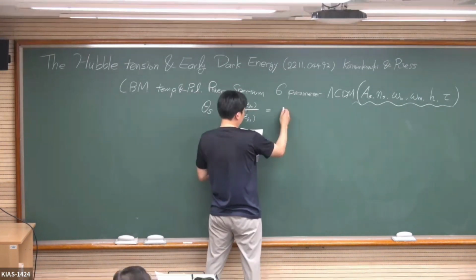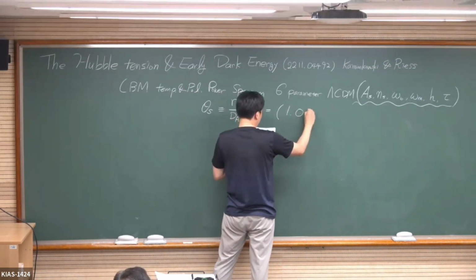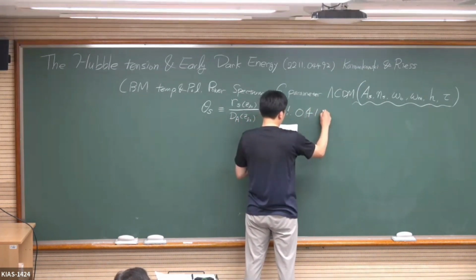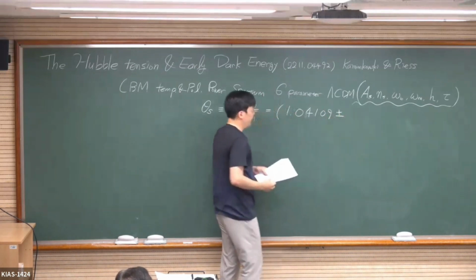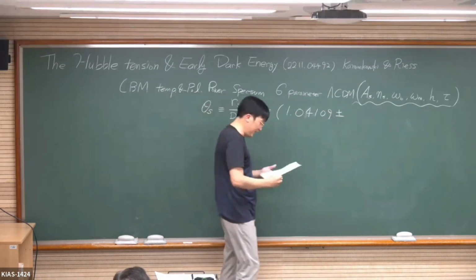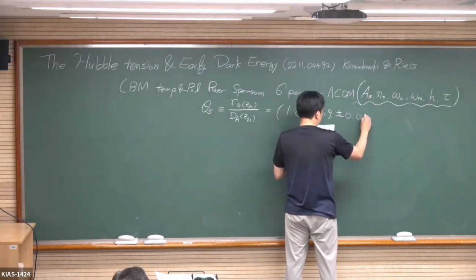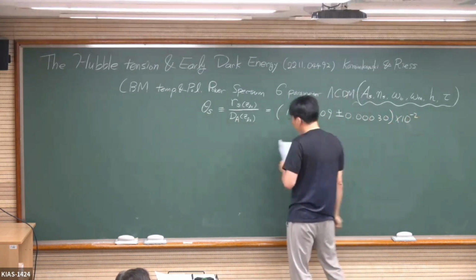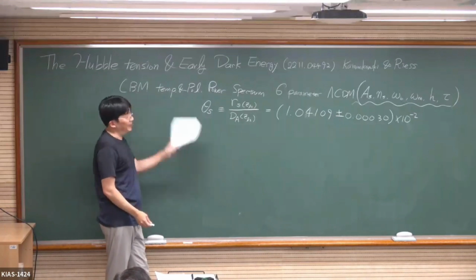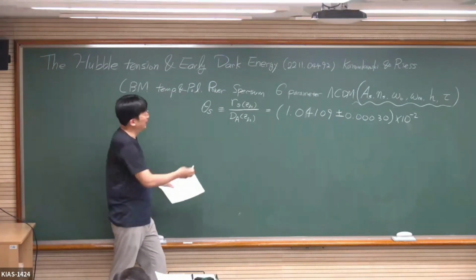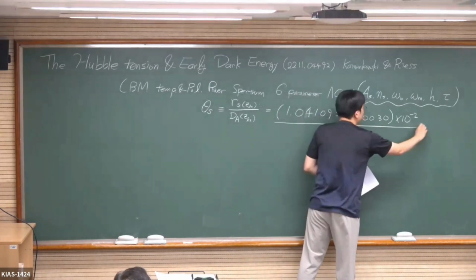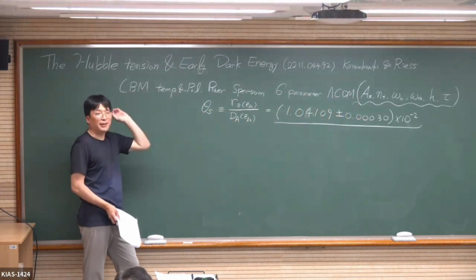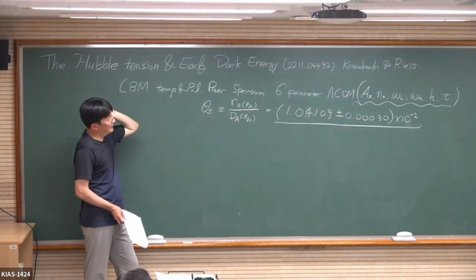I will write the number because I just want to impress you. 0.04109 plus or minus 0.0003. I already wrote 6 digits. Why? Because the error bar is so small. This is the value that we measured, about 0.6 degree. Look at the error bar, right? We cannot change this number because it is encoded in the WMAP data and Planck data. This is just written in stone, okay?